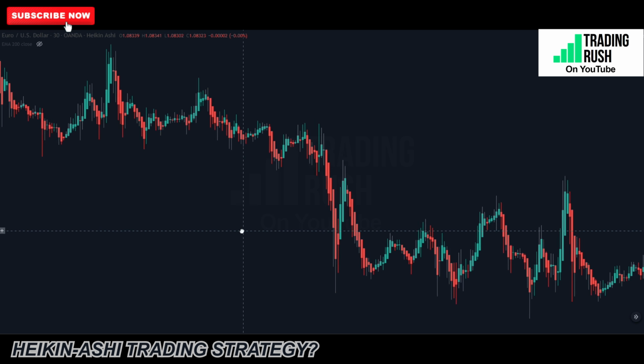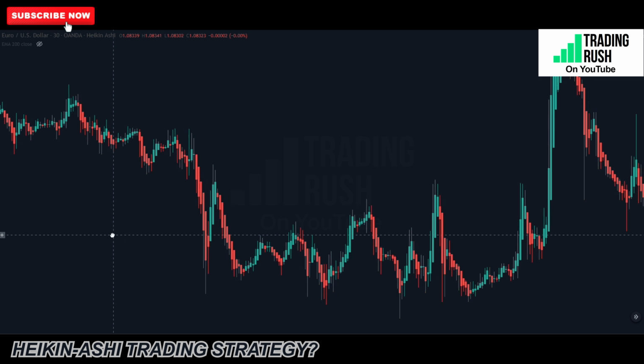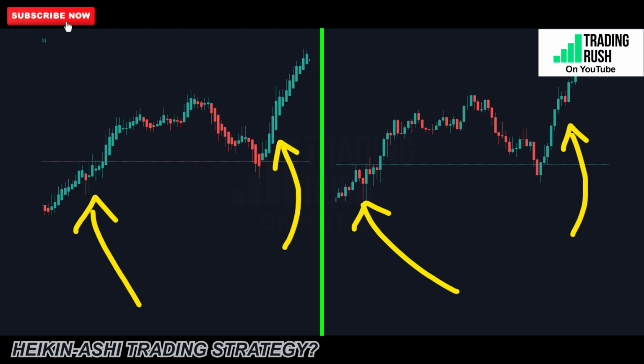Less market noise will help you spot the trend and reversals easily. On TradingView, this is what the Heikin Ashi candles look like. If we compare it with the normal candlesticks, we will see how much smoother and cleaner the price action looks with the Heikin Ashi candles. Candles on the normal candlestick chart change direction frequently, but that's not the case with Heikin Ashi. That's because Heikin Ashi averages price data.